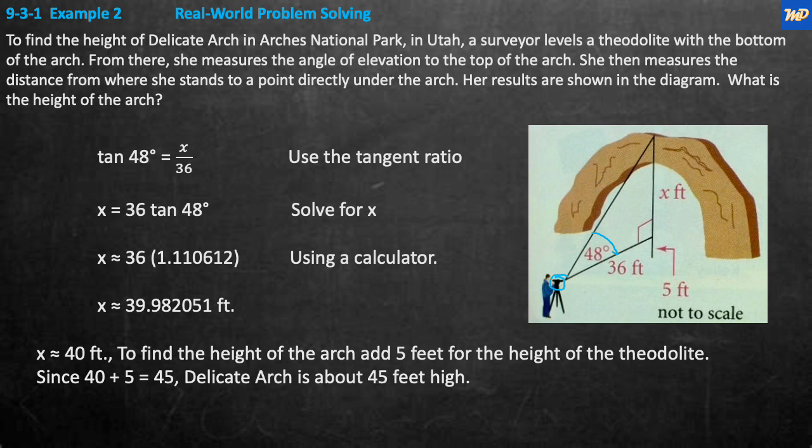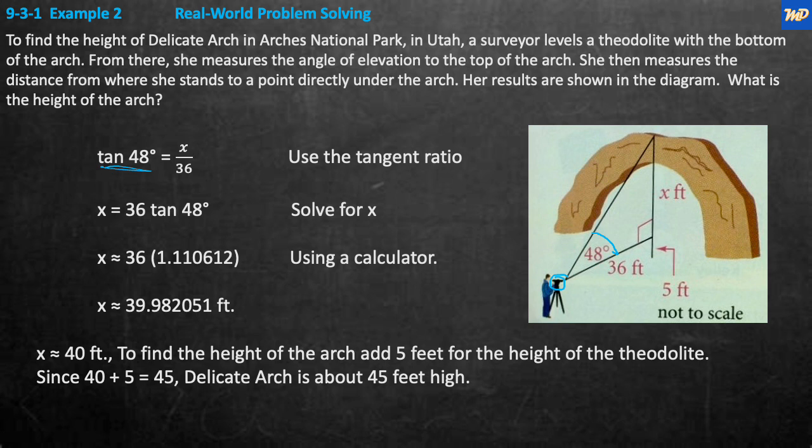Directly under the arch, the results are shown in the diagram. What is the height of the arch? They want to know how tall that arch is. Well, what do we know? We have the 48-degree angle. We have x as the opposite, and 36 as the adjacent. So opposite and adjacent gives us tangent, and it's 48 degrees. So we can write the equation that the tangent of 48 degrees is equal to x, the opposite, over the adjacent, 36.